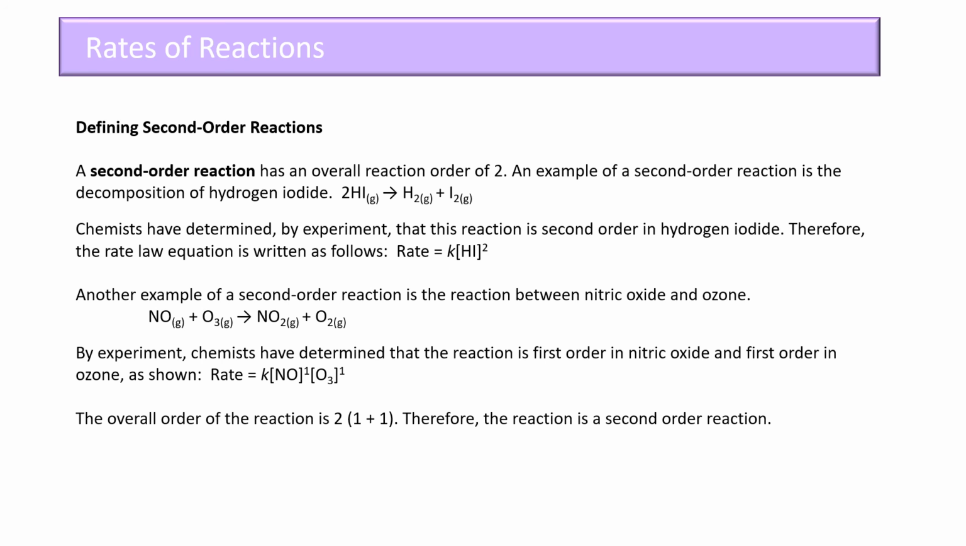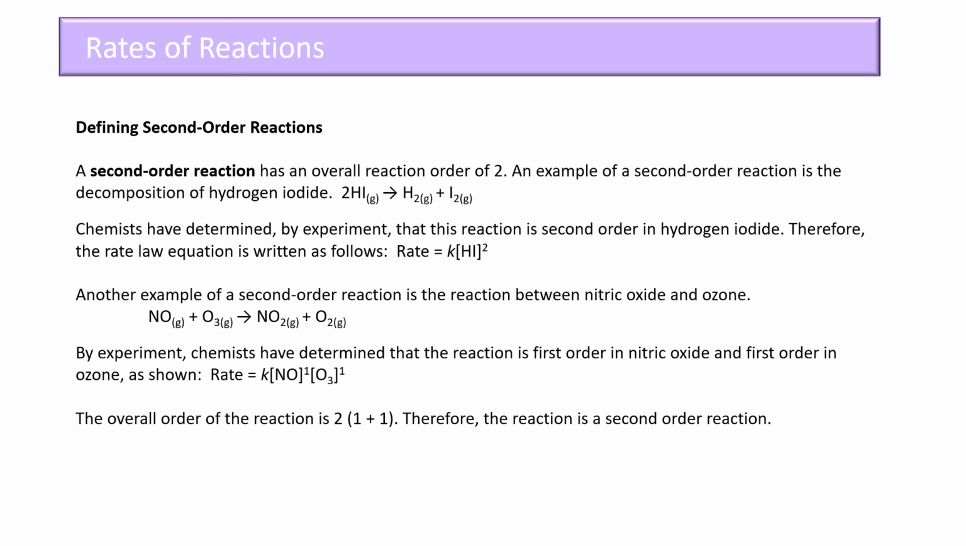So now a second order reaction. Here is an example. 2HI produces H2 plus I2, hydrogen iodide. Chemists have determined by experiment that this reaction is second order in hydrogen iodide. Therefore, the rate law equation is written as the rate is k times the concentration of HI to the exponent 2.